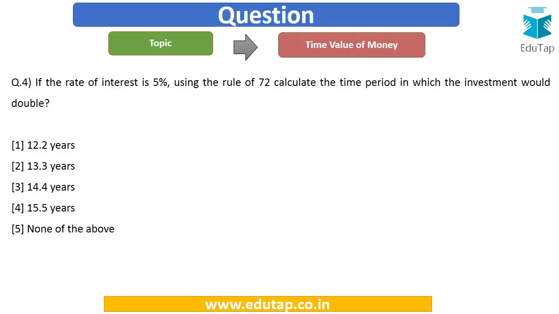Next question. If the rate of interest is 5%, using the rule of 72, calculate the time period in which the investment would double. Now this rule of 72 is very important and can be asked in the examination. This rule is employed to calculate the period in which the investment can double in order to get a rough estimate of this particular period. So if the rate of interest is 5%, the doubling period is going to be, the options are 12.2 years, 13.3 years, 14.4 years, 15.5 years, or none of the above.